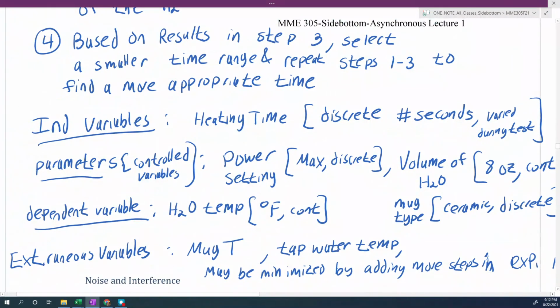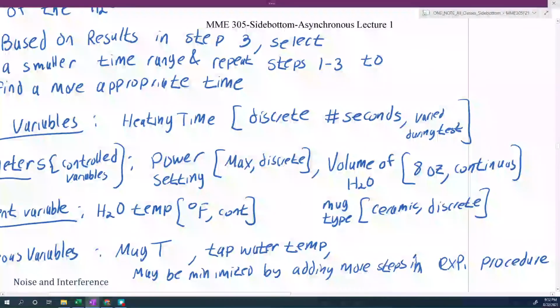The dependent variable is the temperature of the water in the mug. The other control variable we had was the type of mug. We're using a ceramic mug. We're not using plastic cups.